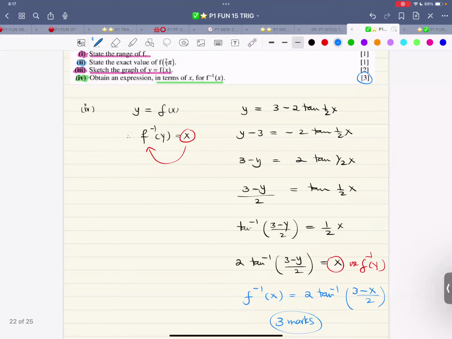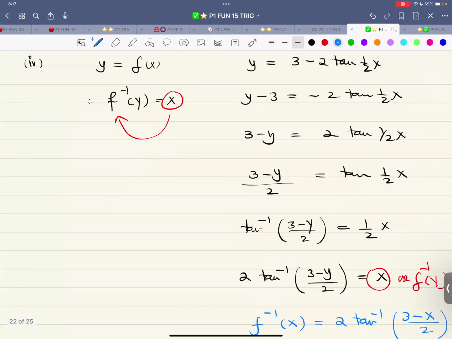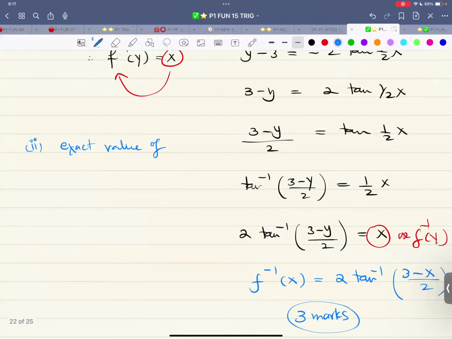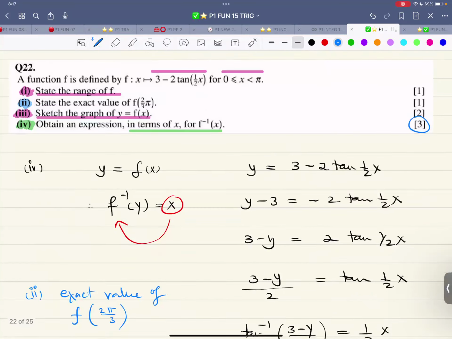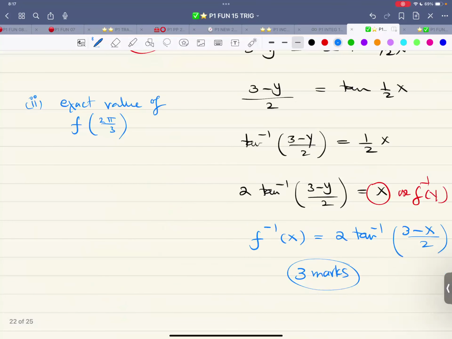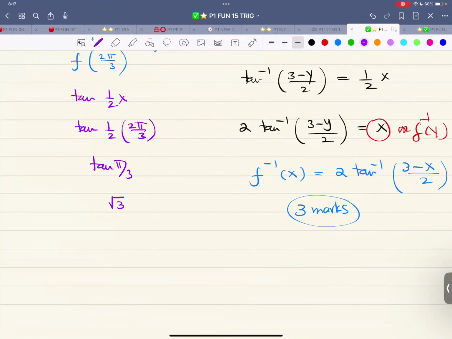Now let me also focus on the second part. The second part is the exact value of f(2/3 pi), f of 2 pi divided by 3. Now what's on the inside? Tangent of half x. So let me focus on that. That is tangent of half into 2 pi by 3. That becomes tangent of pi by 3. We know that tangent of pi by 3, from the basic ratios, is root 3.